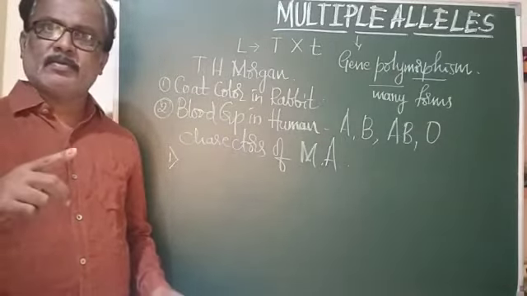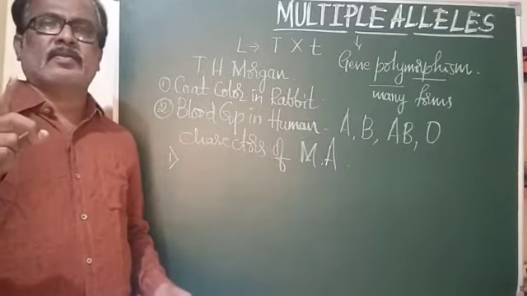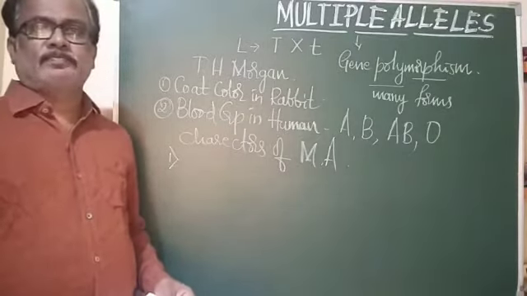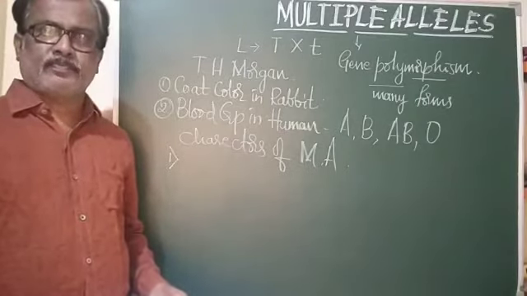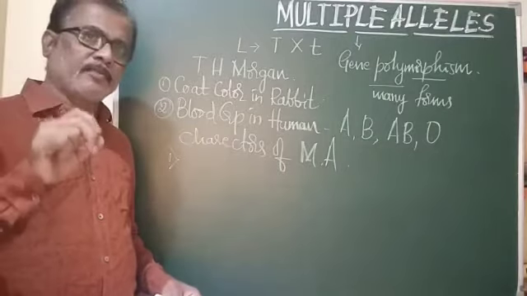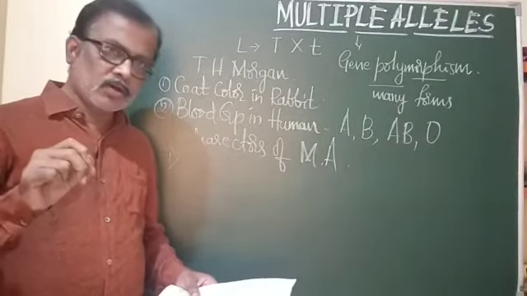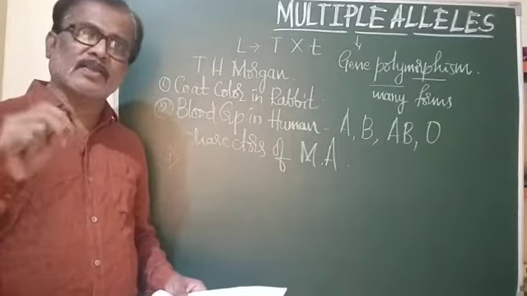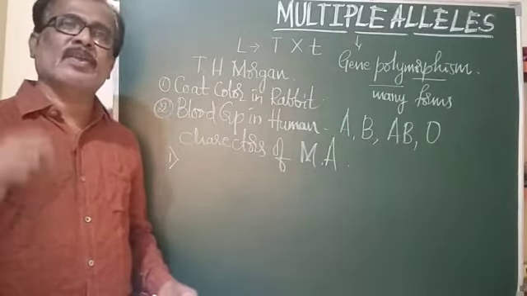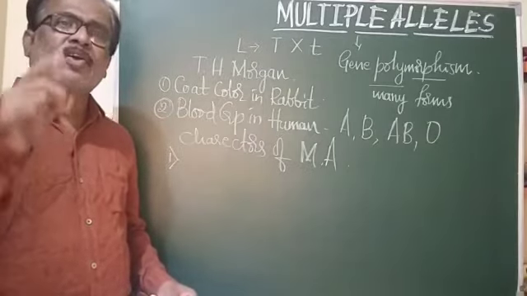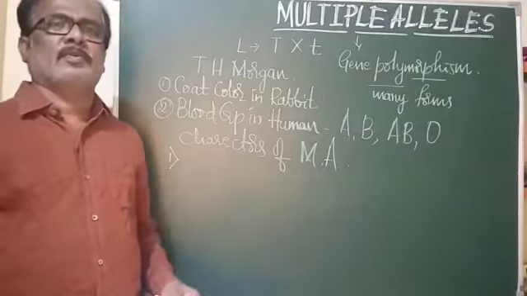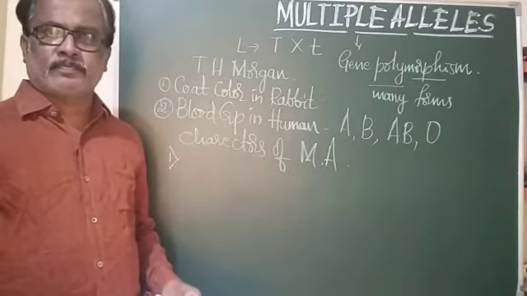In individuals, the first character we said is that they are located at the same locus of the homologous chromosome. Second, in a cell and in an individual, two genes of multiple alleles are present. Third, in gametes there is only one chromosome, so one gene of multiple series is present in a gamete. These are the three characters.